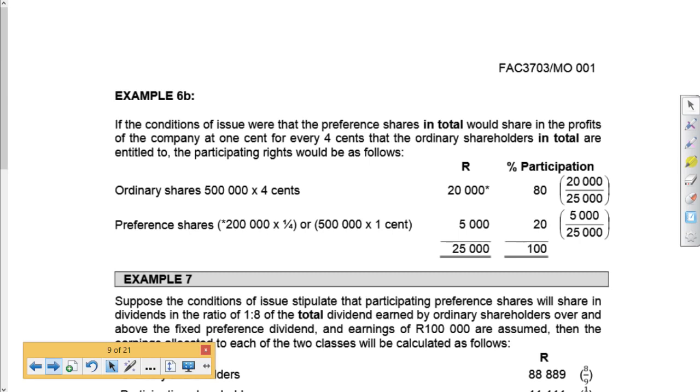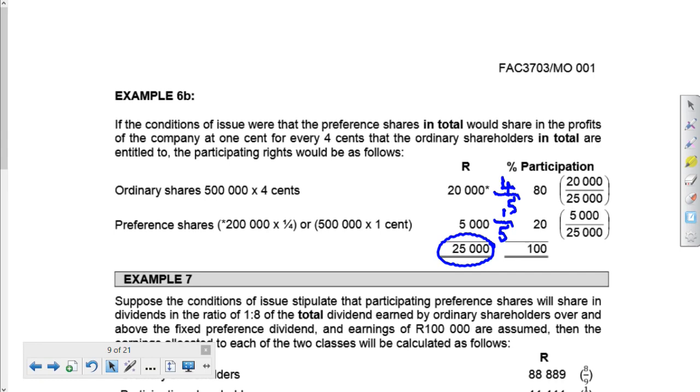Okay, so if the conditions of the issue are that the pref shareholders would share in profits 1 cent for every 4 cents in total, yeah, then the profit of the company is 25 Rand. They'll have 1 out of 5, and they'll have 4 out of 5, isn't it? So they'll get 20 and they'll get 5. Does that make sense? All right, so that's when it's in total. We don't care about the number of shares. We just say if that's the total profit, 25, it gets split 4 over 5, 1 over 5.